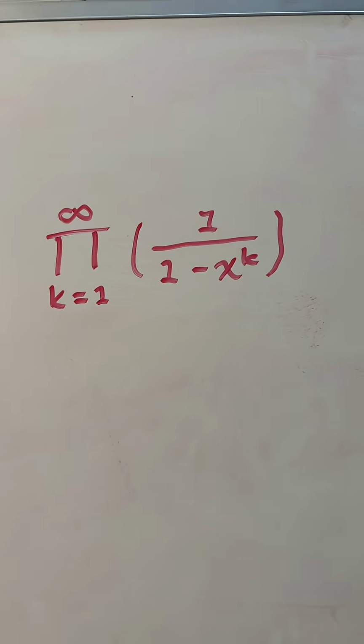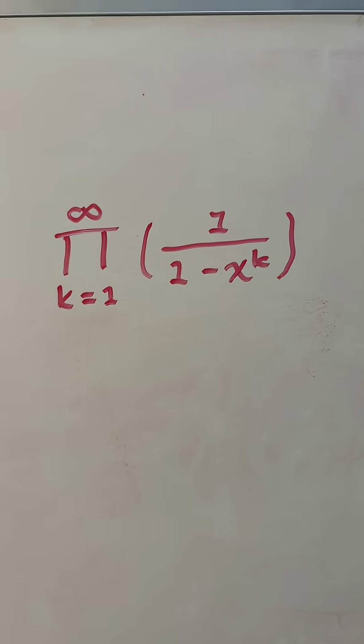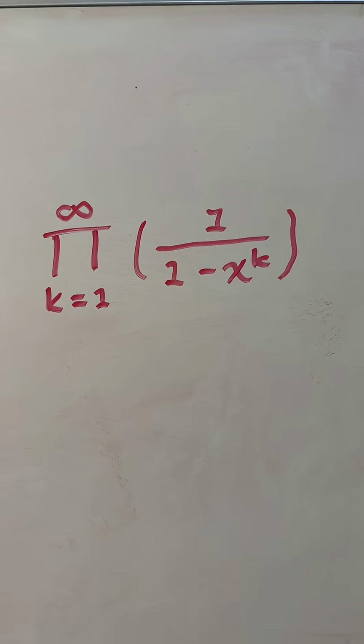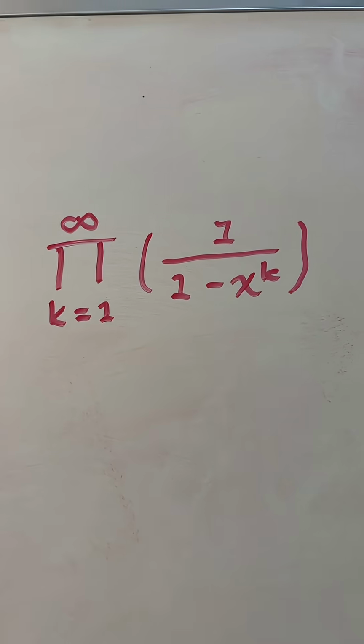Recall how in my last video I discussed the generating function for the partition counting function. Today we're going to use a similar idea to count out the amount of ways I can make 41 cents using quarters, nickels, dimes, and pennies.